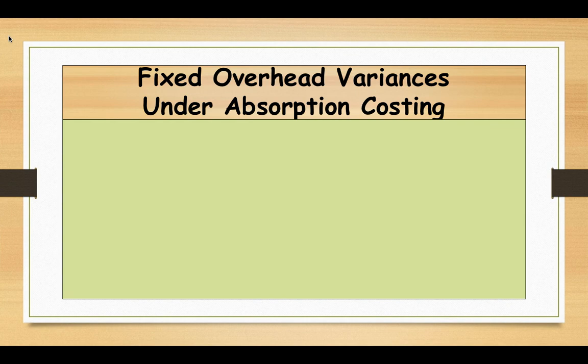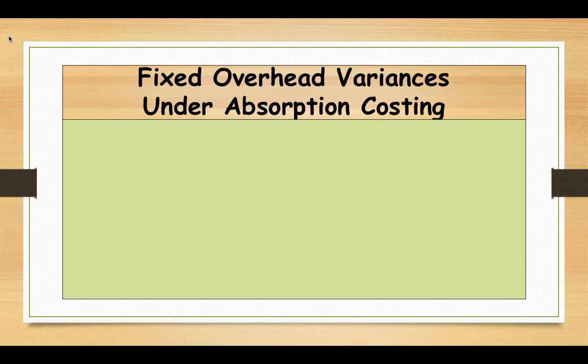Here we are going to see fixed overhead variances under absorption costing. Under absorption costing, fixed overhead is absorbed using predetermined overhead absorption rates. Predetermined overhead absorption rates are the budgeted absorption rates. So the actual results will be different from the budgeted or the predetermined rates. So under absorption costing, we will have either under absorbed fixed overhead or over absorbed fixed overhead.